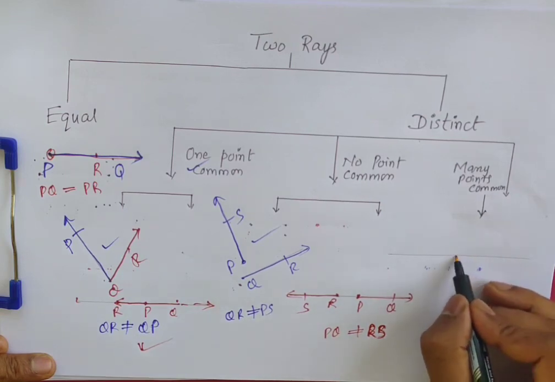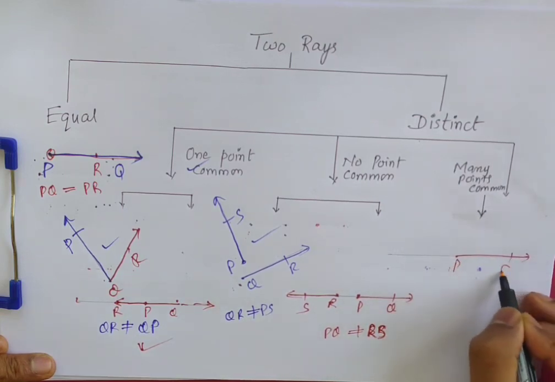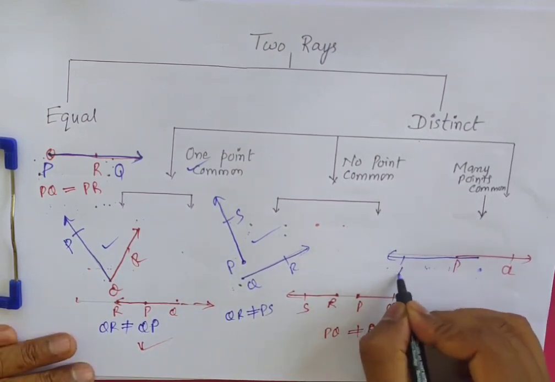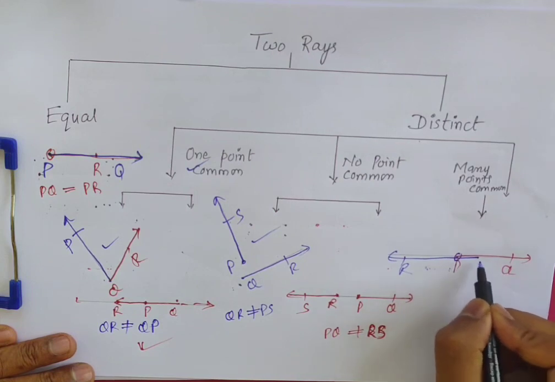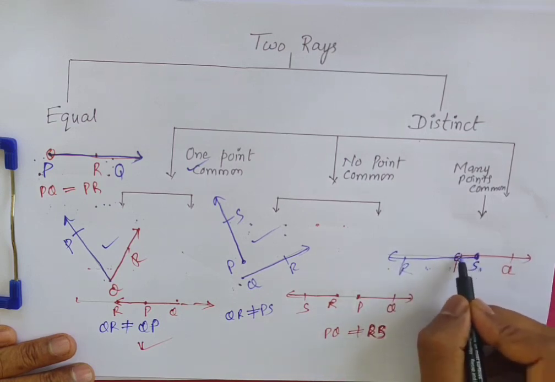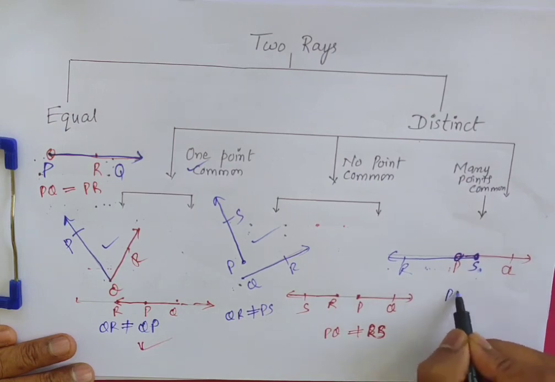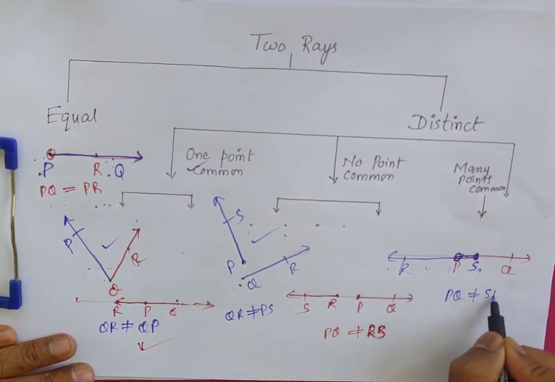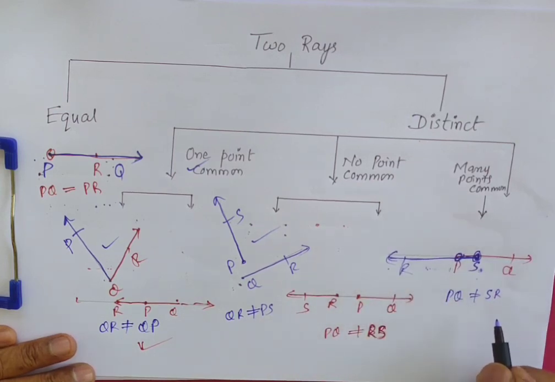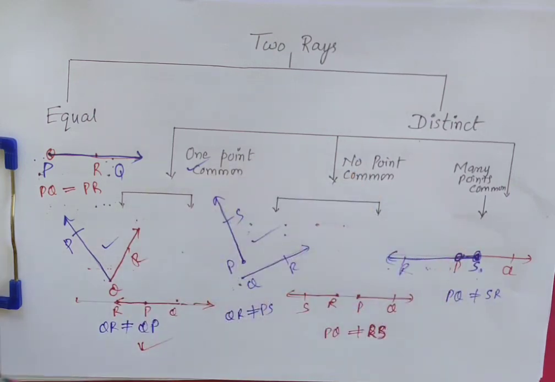Now many points are common. This is ray PQ and this is ray SR, let me say SR. So P and Q are common and many points are common. So ray PQ is not equal to ray RS. This time RS starts from R, so I have to write RS. Is that clear to you? I have not put the symbols, you can understand. Here we are talking about rays.